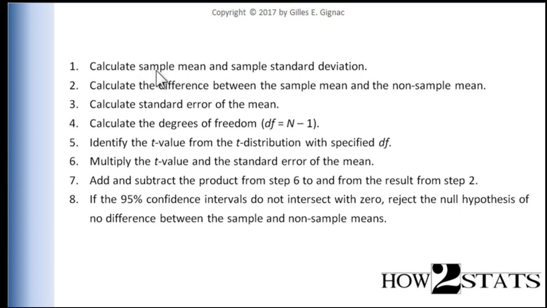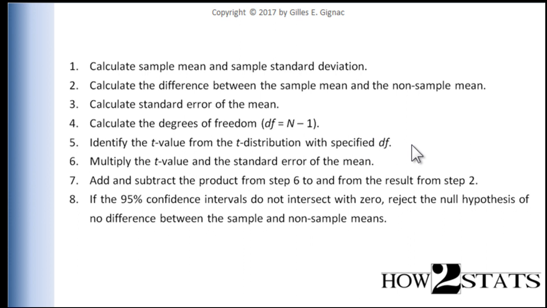So here are the steps. Calculate the sample mean and standard deviation. That's covered in the descriptive statistics chapter. Calculate the difference between the sample mean and the non-sample mean. That's a pretty simple thing to do. Calculate the standard error of the mean. Calculate the degrees of freedom. Easy. Identify the t-value from the t-distribution with specified degrees of freedom.